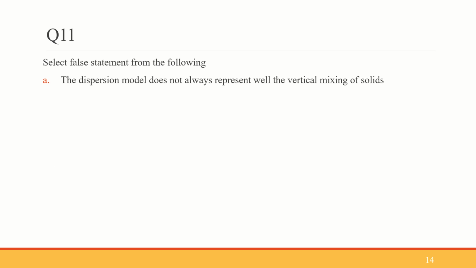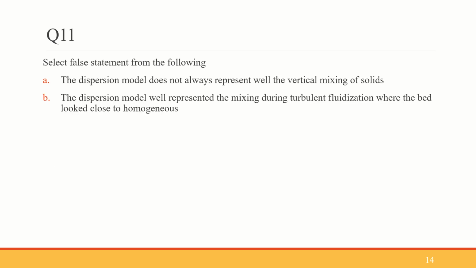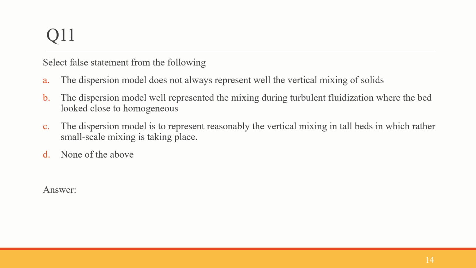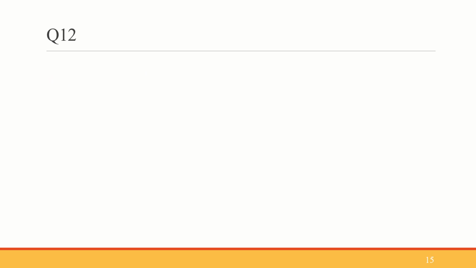And question 11, select the false statement. For the dispersion model, none of the above is the right answer, because all these are true statements. The dispersion model does not always predict well the vertical mixing of the solids. It does, but it well represents the mixing during turbulent fluidization when the bed looks close to homogeneous. And the dispersion model represents reasonably the vertical mixing in tall beds in which rather small scale mixing is taking place. So that is the thing.